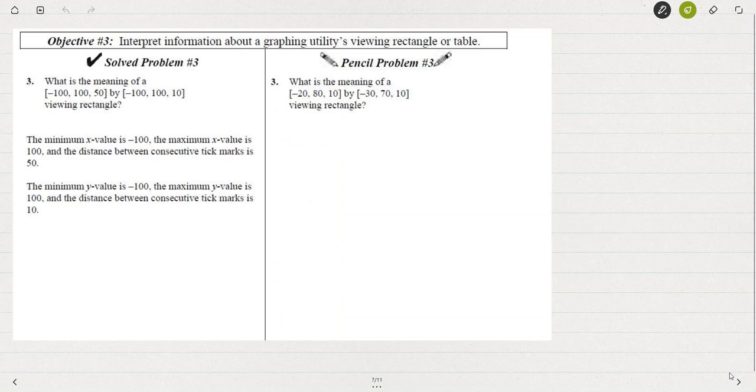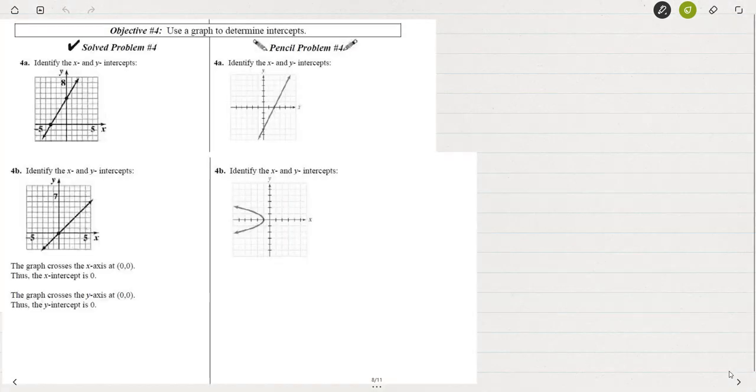Number 3, what's the meaning of a viewing window that's given here? I'm not going to worry about this problem. You can put an X on that in your learning guide because we won't be using a graphing calculator. Let's look at number 4.